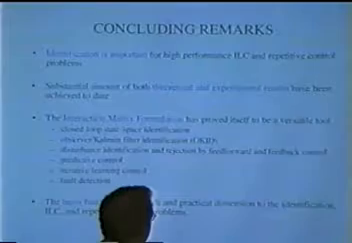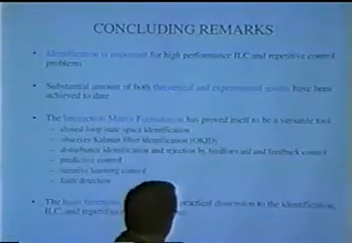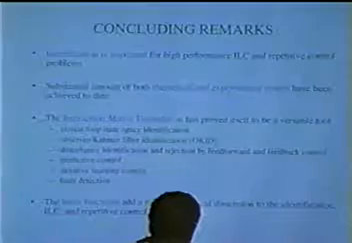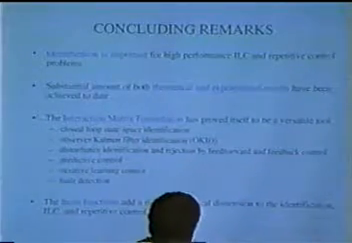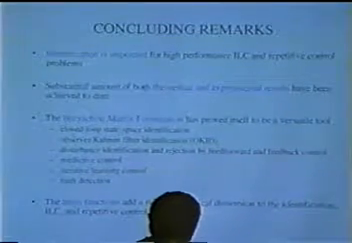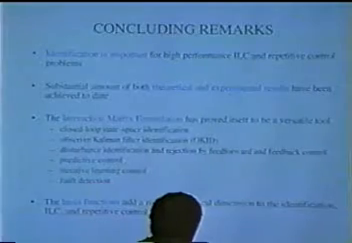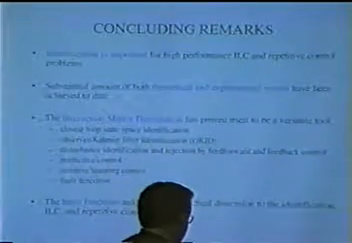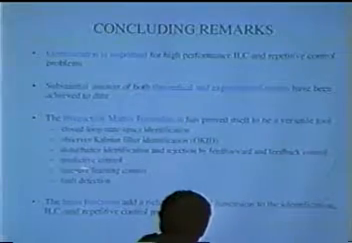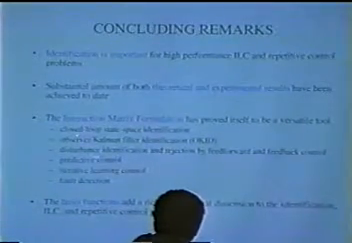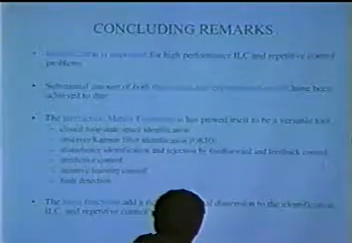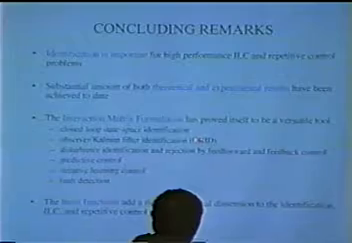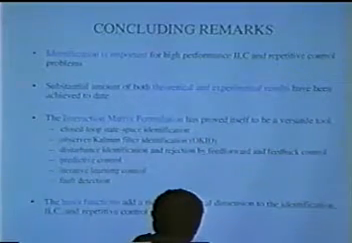Okay, so concluding remarks. I hope I convinced you that identification is important for high performance ILC or repetitive control problems. We have achieved a substantial amount of theory and experimental results in this topic to date. I've introduced the interaction matrix formulation, and it's a very powerful tool. I showed how it works in the learning control problem and in the disturbance ID problem. But it also works in other problems as well, like fault detection, closed loop ID, OKID, Kalman observer, Kalman ID. You can do forward filtering, backward filtering, all sorts of things.